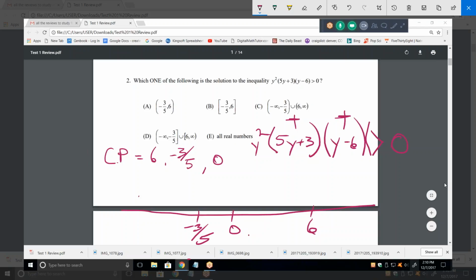Pick a number to the left of -3/5. -1 still. Okay, what's that give you? That was negative and that was negative the first time. What about the y squared? Okay, what is that? Negative. Or I mean positive. Positive. Okay, so it's positive everywhere to the left of -3/5.